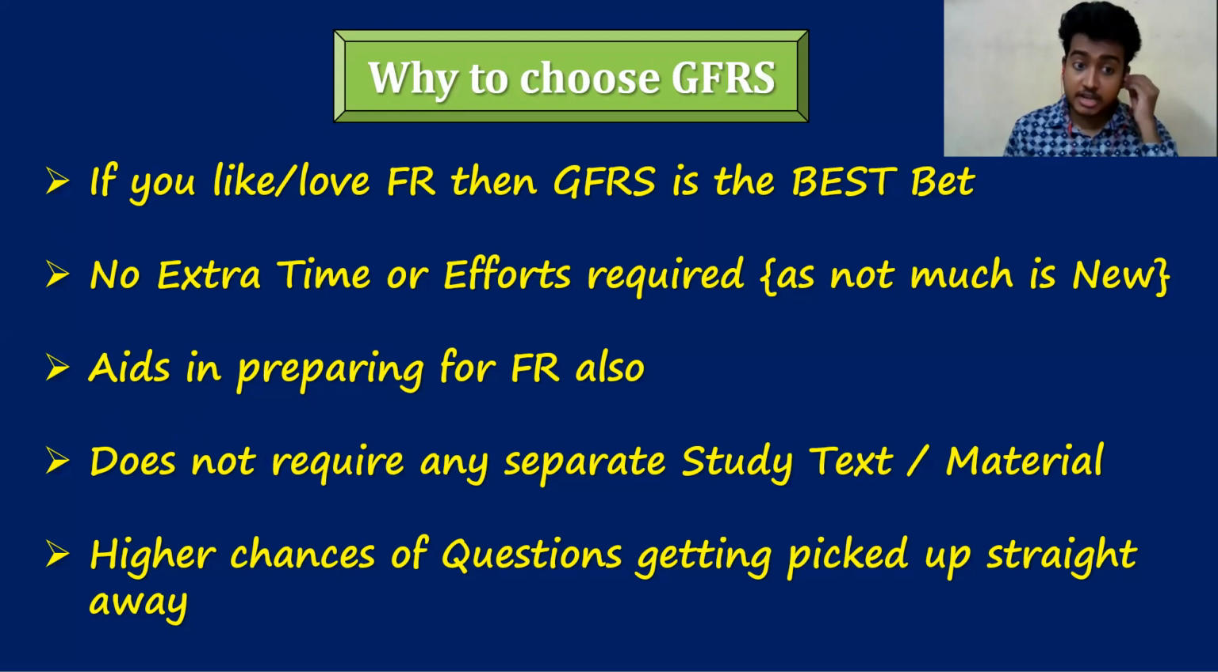And lastly, there are higher chances of questions just getting picked up straight away. Okay, so I have a few examples to illustrate and show you because this is something that I've understood and I've seen as a trend that has been followed. So whenever there is a complex question or a new question that is introduced in the GFRS paper, that is automatically picked up and subsequently given in the subsequent attempt of the FR paper, either in the RTP or in the MTP or in an actual question paper. So let's just look at a few examples for this.